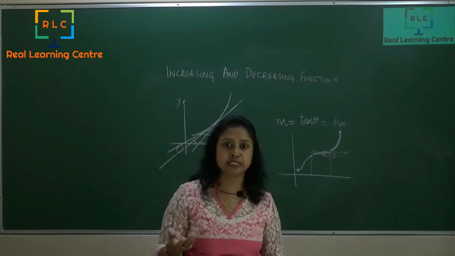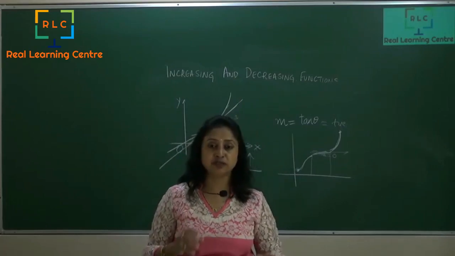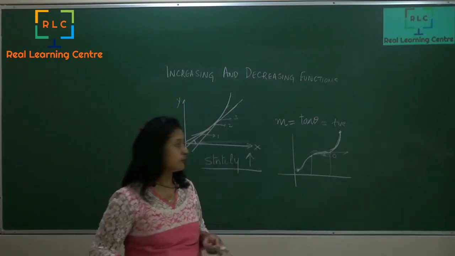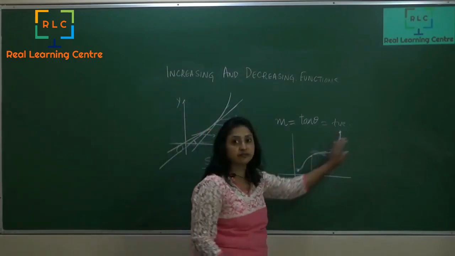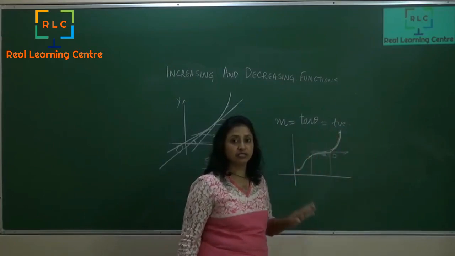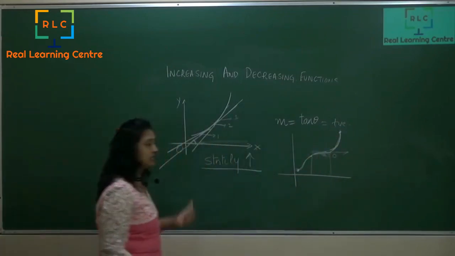So if it is decreasing, the direction will change, it will come down. If it is decreasing, or if it is further increasing, then on the whole the function is an increasing function, but not strictly increasing. This will be a strictly increasing function.